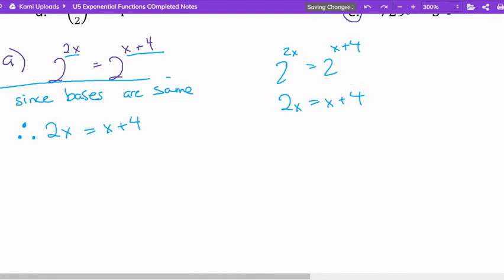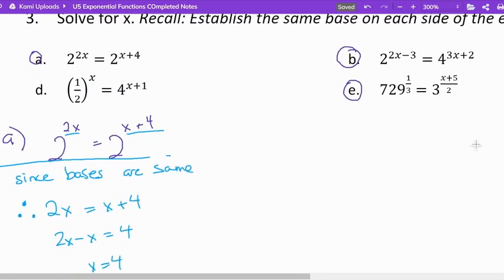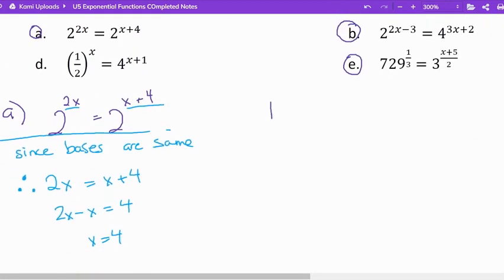All right. So then what we do is we just solve for the x. So now we can do opposite operations to solve for x. So I got 2x minus x equals 4, x equals 4 in this case. Let's try something harder where the bases are not the same. So let's do B.